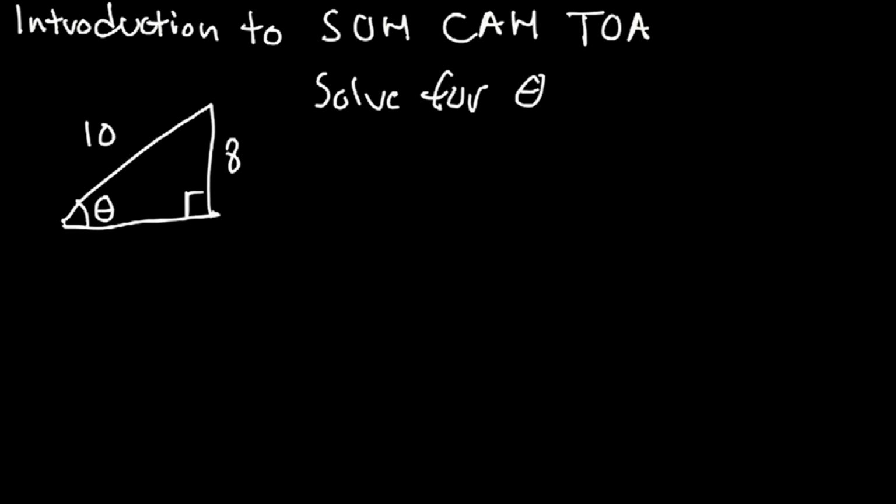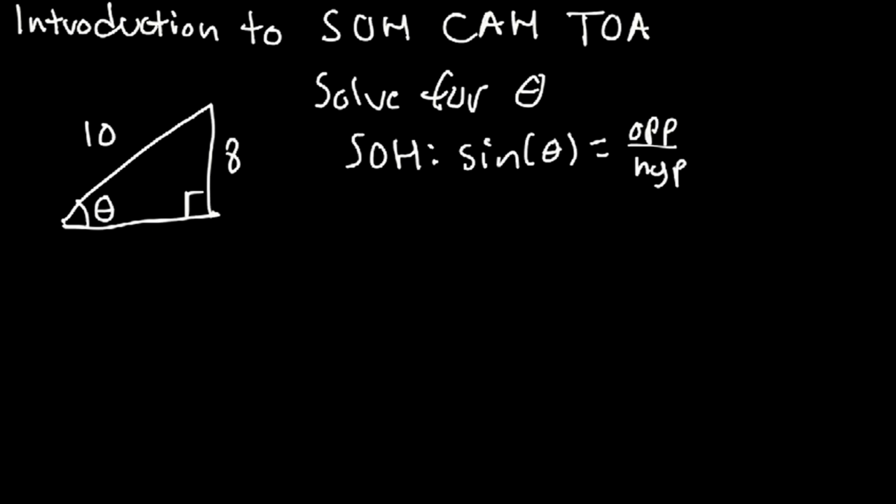Alright, so we have a problem here where we have to solve for theta. So let's write out the relationship. Sine theta equals the opposite over the hypotenuse. We're given that the hypotenuse is 10 and the opposite side is 8. So sine theta equals 8 over 10. Now we take the inverse of sine in order to get the degrees.